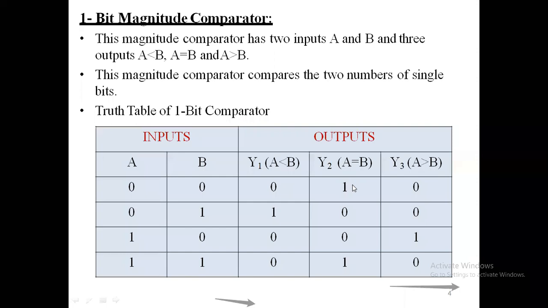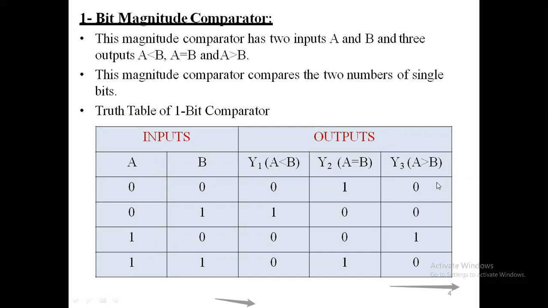And next one. A equal to B. 0 is equal to 0. Condition is true. So 1. A equal to B. 0 is equal to 1. Condition is false. 0. 1 is equal to 0. Condition is false. 0. 1 is equal to 1. Condition is true. We have to place 1.